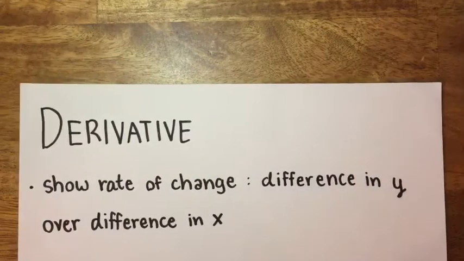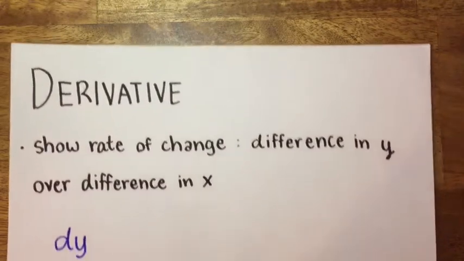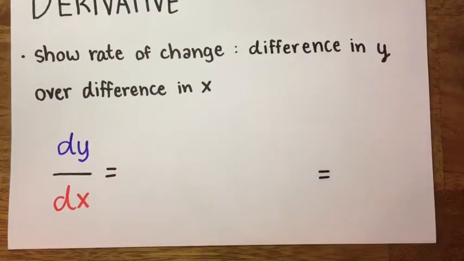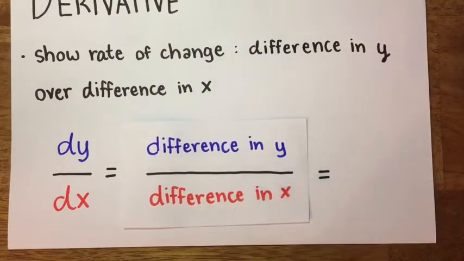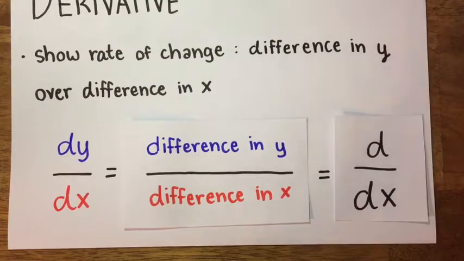Today I'll be teaching you about derivative using chain rule. So let's move on to what I'll be teaching. First, let's talk about what is derivative. In mathematics, the derivative is a way to show rate of change: the difference in y over the difference in x. It can be written as dy over dx, which means the difference in y over the difference in x, or it can be written as d over dx.